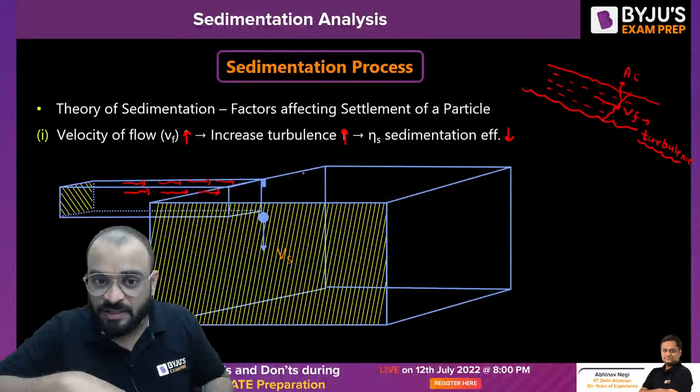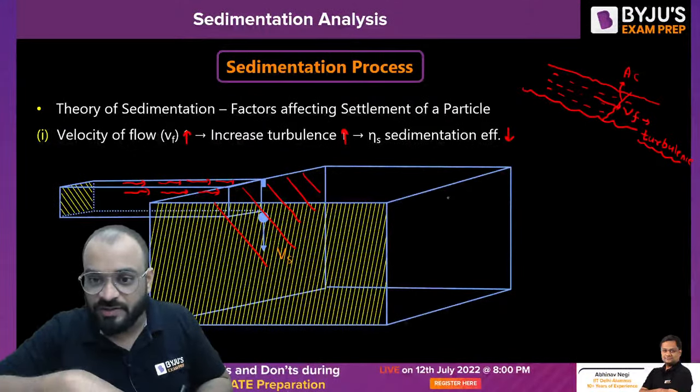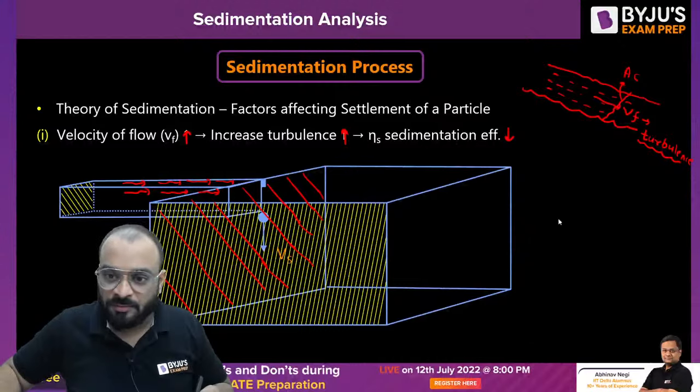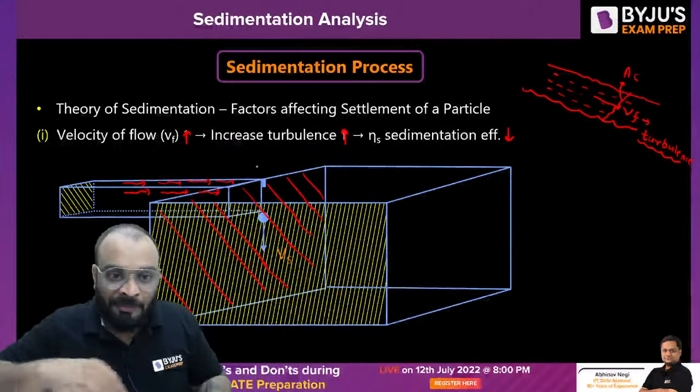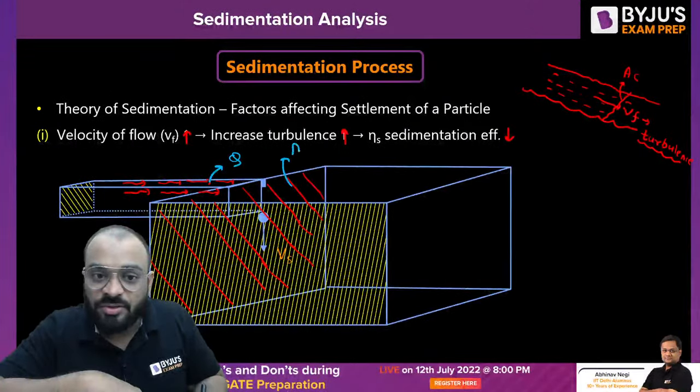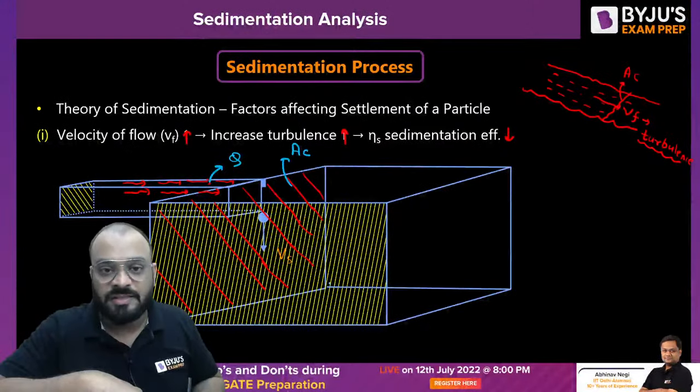You can see here, this is the area of cross-section, the area which is available at this particular location, through which the discharge of water is coming, correct? Let me draw it so that you can understand in detail. Let us suppose this is the discharge of water. So this discharge of water is entering into this particular cross-section area of the sedimentation tank.